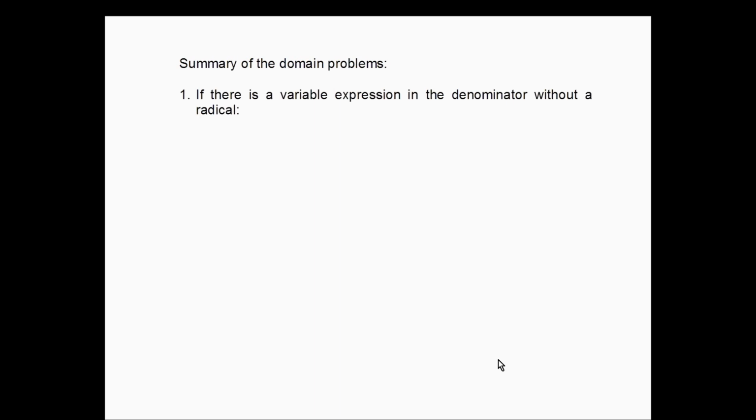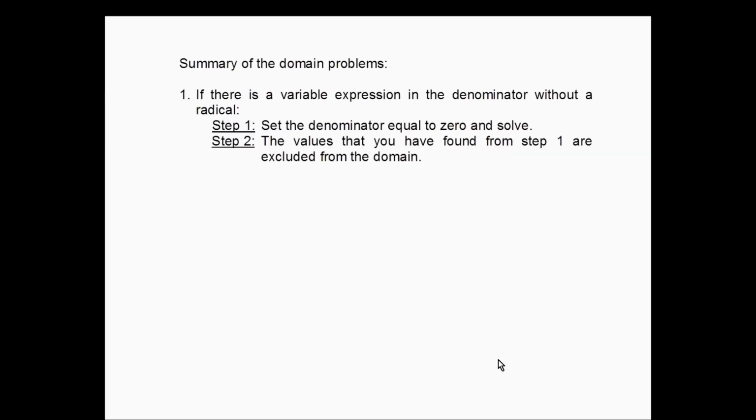So number 1, if there is a variable expression in the denominator without a radical, step 1, set the denominator equal to 0 and solve. Step 2, the values that you have found from step 1 are excluded from the domain. This is what we've already done in section 1.4.